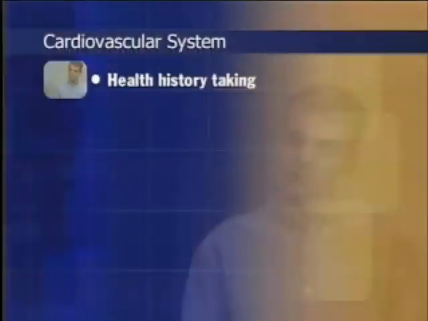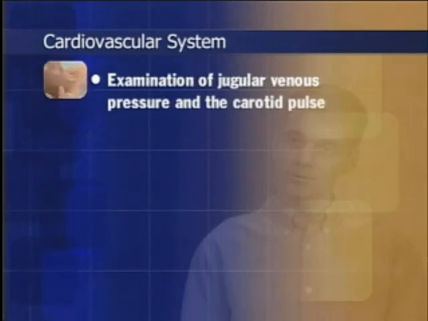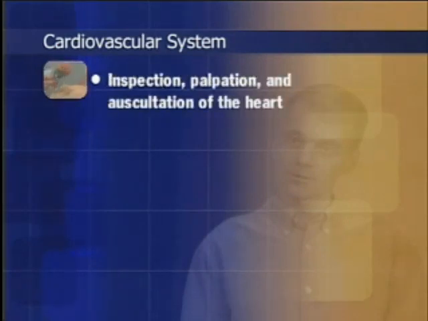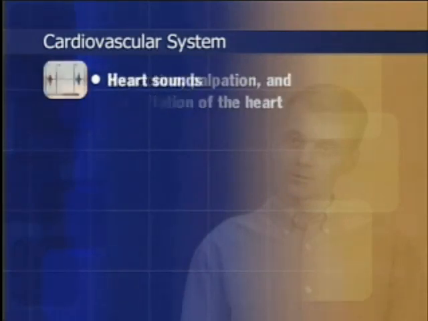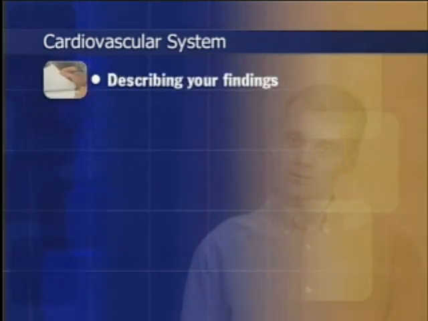This video begins with a brief overview of health history taking, followed by the anatomy of the vascular structures of the neck, examination of jugular venous pressure and the carotid pulse, anatomy of the heart, inspection, palpation, and auscultation of the heart, a description of heart sounds, and attributes and grading of murmurs. We conclude the video with tips on describing your findings.